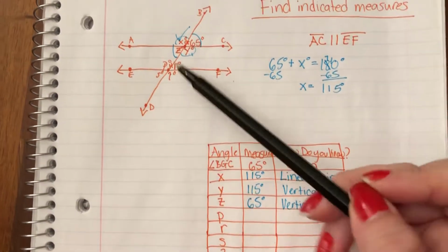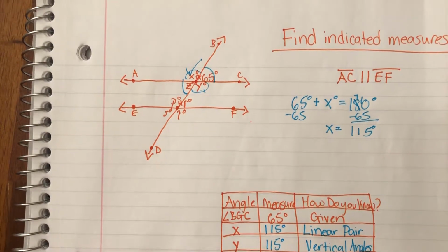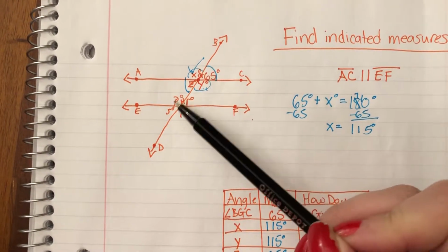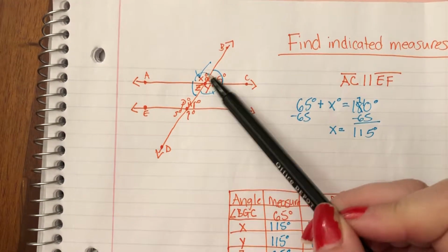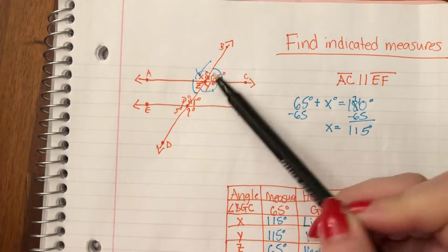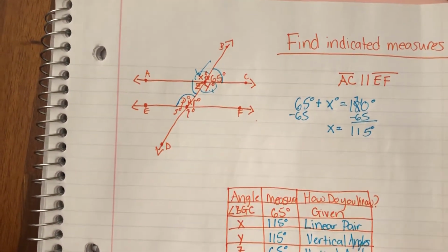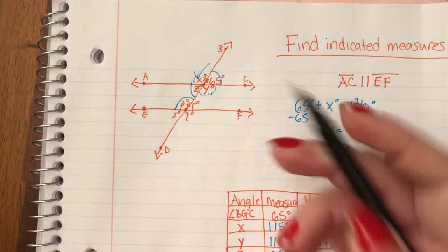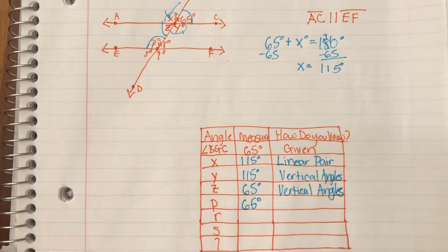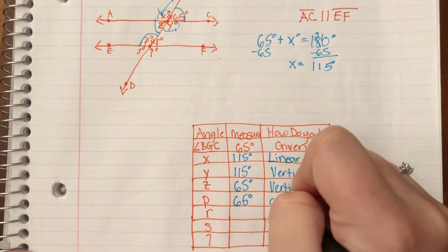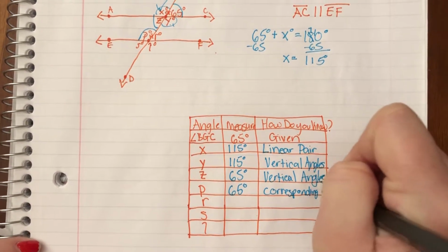Now I'm going to go ahead and scoot down here to P. So there, again, a couple different ways that we can look at this. I notice that P is in the same spot as X was. So they are what is called corresponding angles, which means angle P is congruent to angle X because of corresponding angles, which means angle P is also 65 degrees.